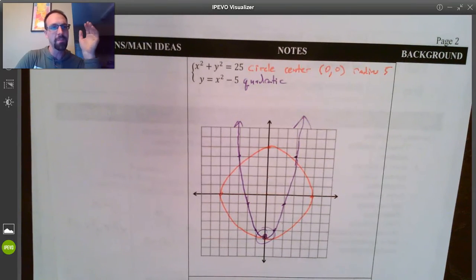So with that being said, in the next video we're going to talk about an easier way to solve, I believe. Unless you have technology, graphing is not the ideal way for most of these. Substitution is going to be a good route to follow.